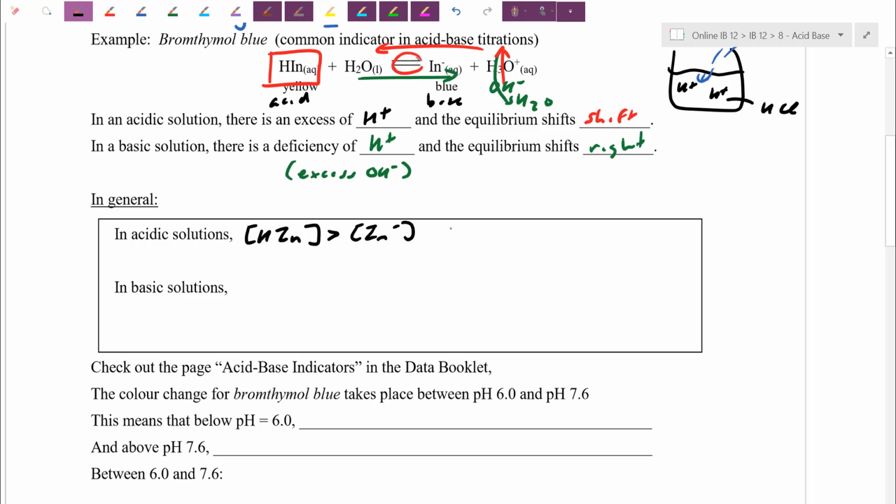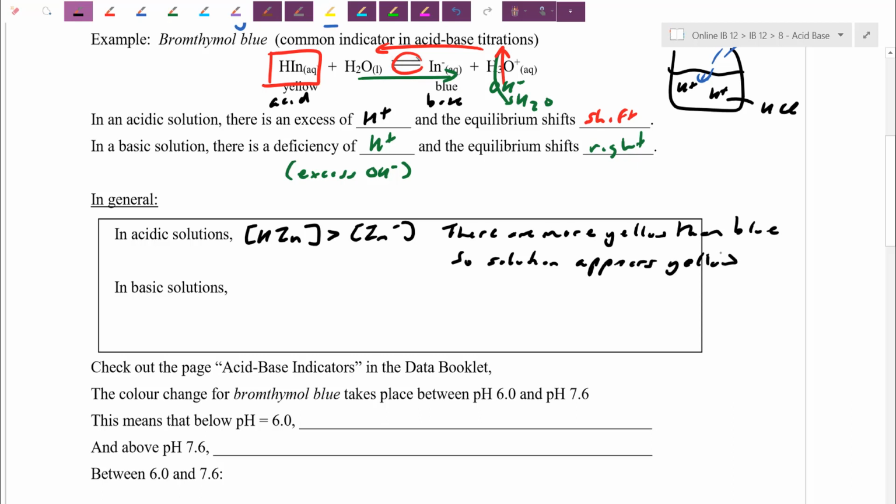So we can conclude here, there are more of the acid form. The acid form for bromothymol blue is yellow. So there is more yellow than blue, so the solution just changes to yellow. Right? It's in the acid color in an acidic solution.